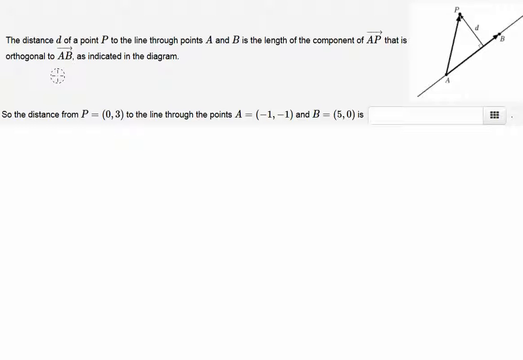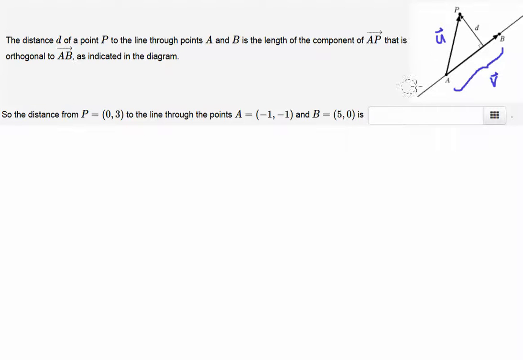Hello, calculus students. In this problem, we're going to calculate this distance d here, given that we have a vector AP and a vector AB, and d is orthogonal or perpendicular to AB. I'm going to do this two ways, but either method is going to require us to compute the vector AP, compute the vector AB, and then calculate their lengths. So let's just do that first.